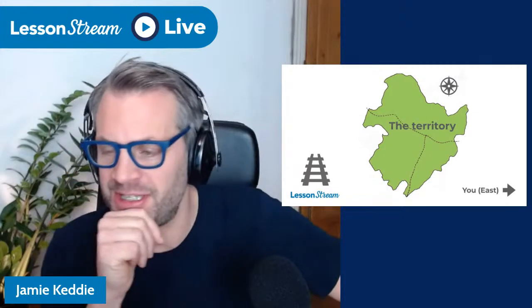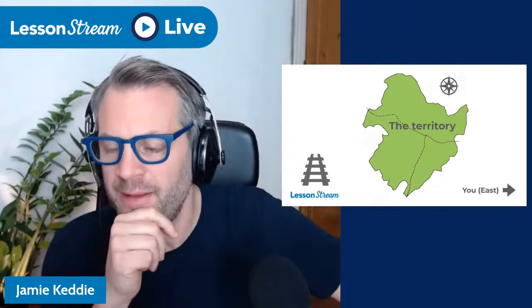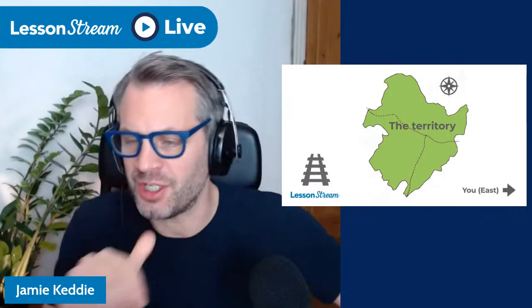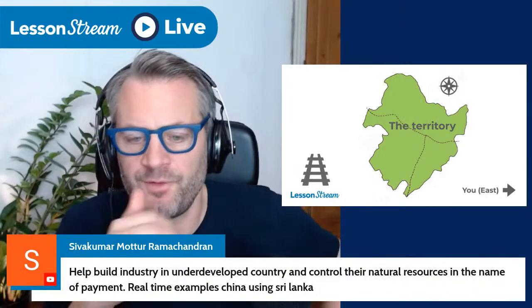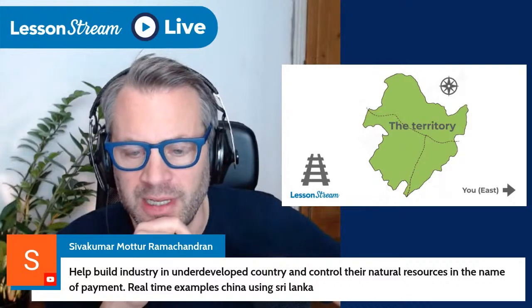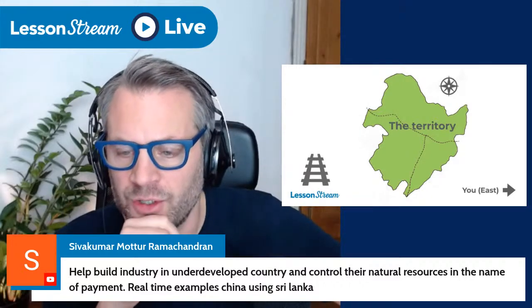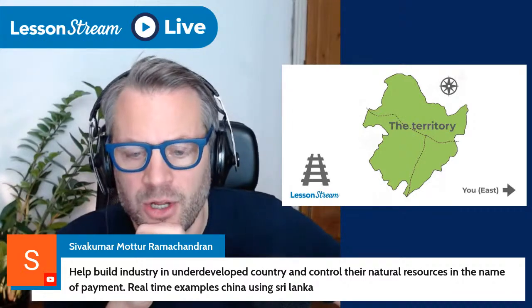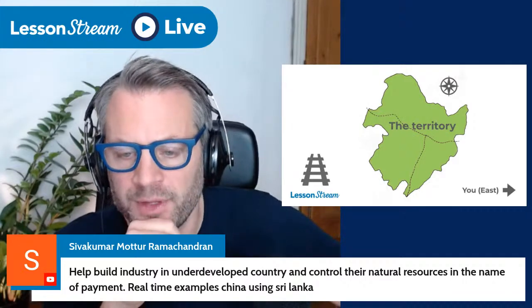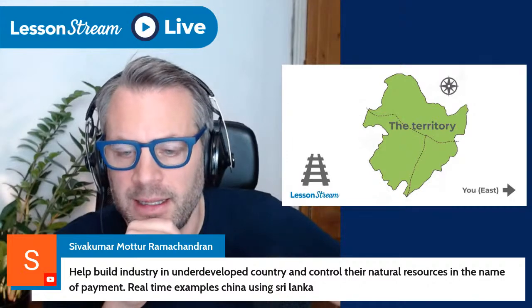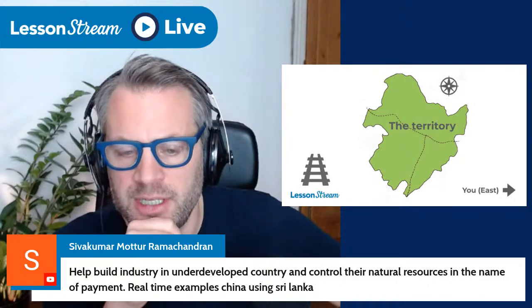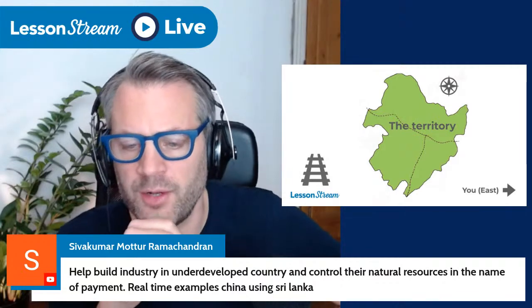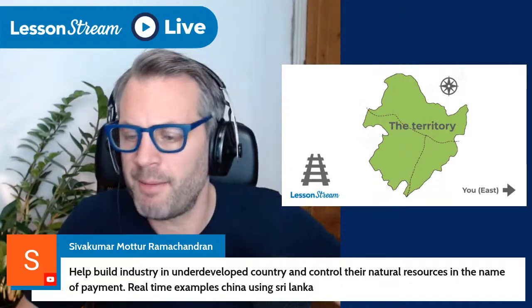There's a lot of questions here. I think what's ethical questions. I mean, what's this? Civ says an example: help build industry in underdeveloped countries and control their natural resources in the name of payment. Real-time examples: China using Sri Lanka. That's interesting. Civ, which country are you in? I know you're based in India, aren't you? Remind us where you are. I'd like to hear more about that.